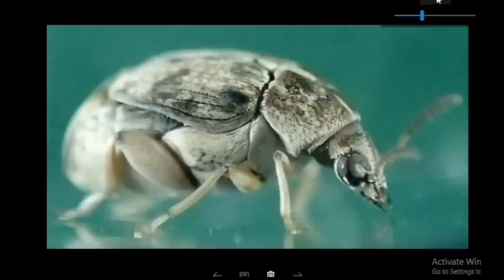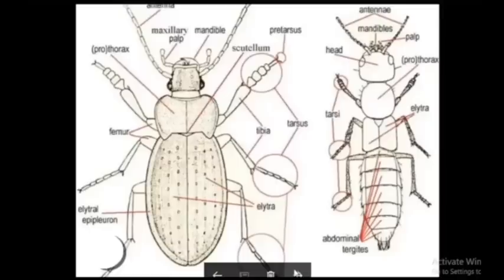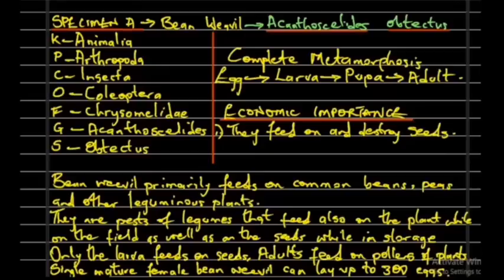This is another picture of the Acanthoscelides obtectus. We have this here as a labeled diagram of that particular organism. You can see, as I said earlier, this is the head carrying a pair of antenna. It has its mouth parts, the mandible and the maxillae, and then on the prothorax here we have the first limbs, but it has a total of 3 pairs of limbs.